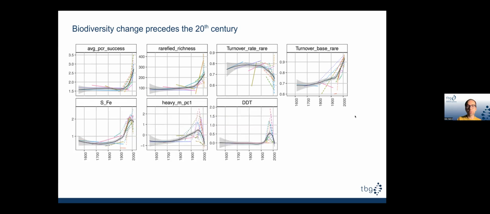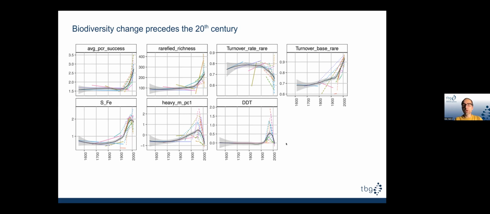At the same time, we see a lot of change in environmental drivers. Eutrophication is increasing along a similar pattern. Heavy metal pollution is increasing similarly, although starting somewhat earlier. DDT pollution is increasing and then decreasing later on.